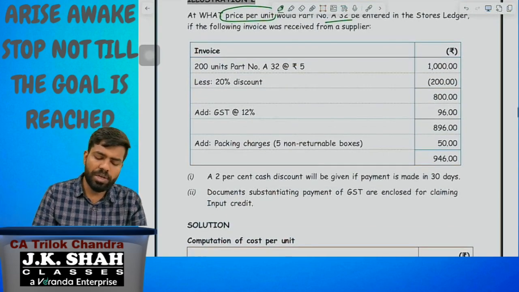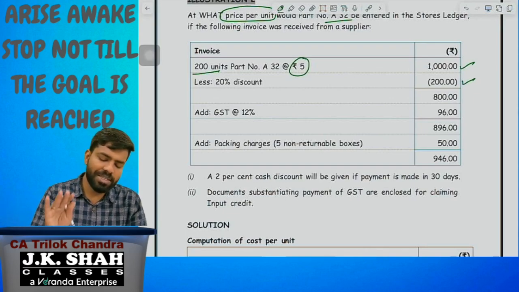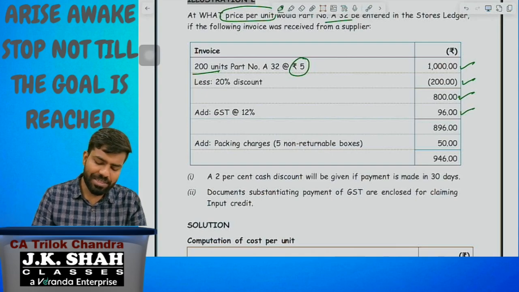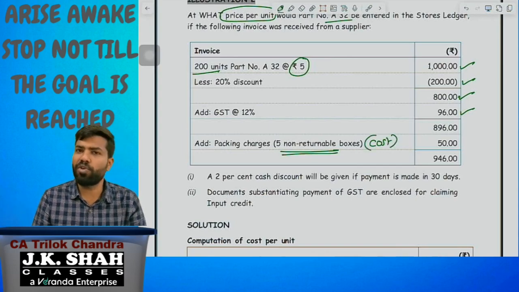Look at here. Totally we are getting 200 units at the rate of 5,000. A 20% discount we are getting, 200. It is allowable. Totally 800. GST they paid is 96. Packing charges for 5 non-returnable boxes. If it is non-returnable, it is our cost.